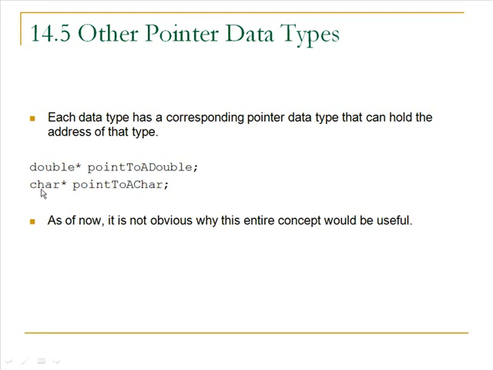Every data type that we have in C, we have another data type which is a pointer data type. Variables of that data type can store addresses of chars or addresses of doubles or addresses of longs. And I should point out that up until now it's not obvious to you why this entire concept would be useful. In this segment, I'm only aiming at having you understand the two concepts of the pointer data type and the address operator. Let's go into the development environment and have a look at using these new concepts.